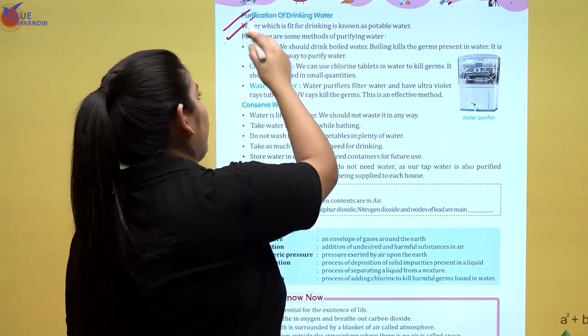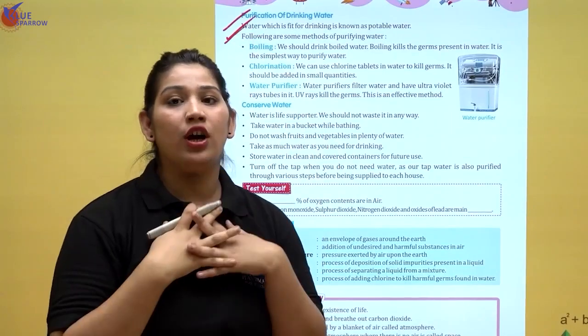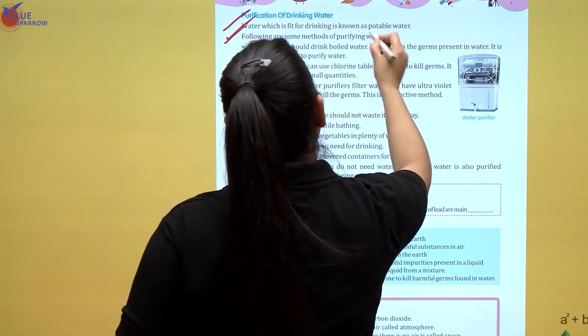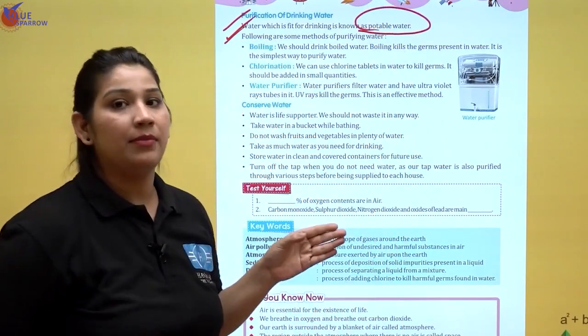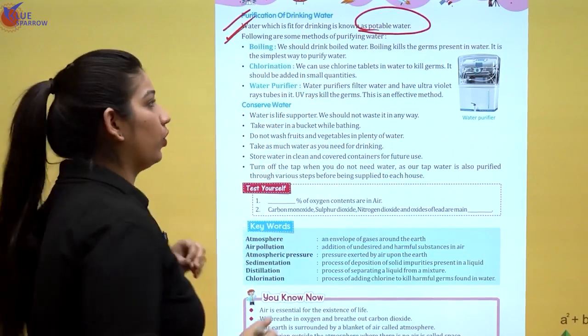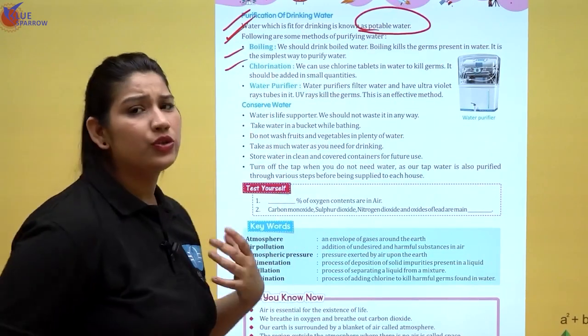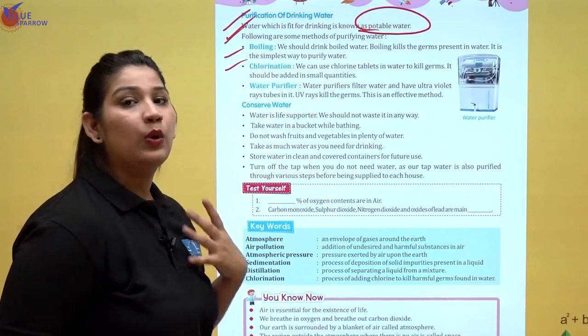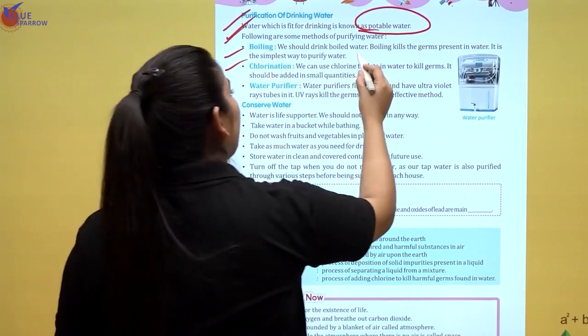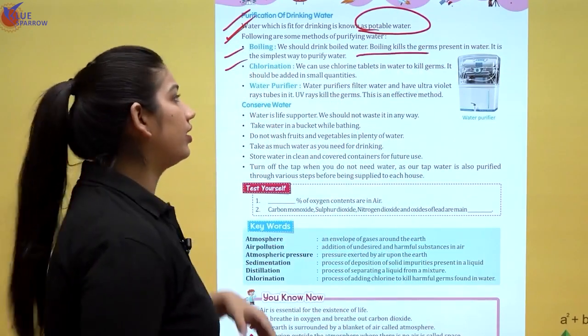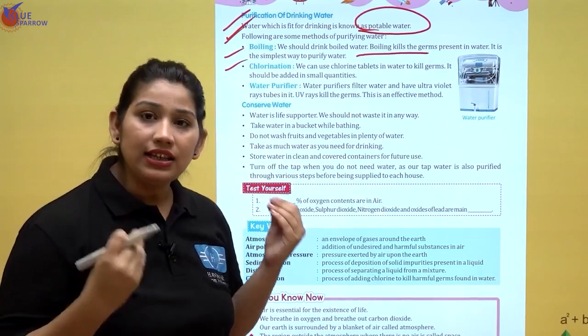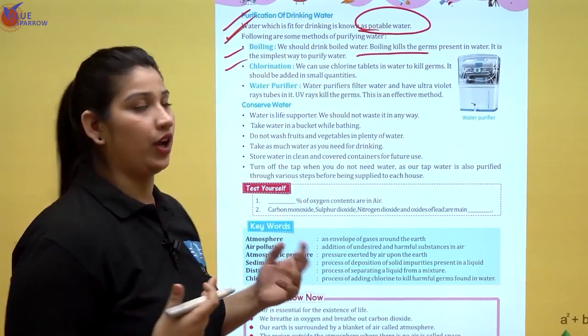Purification of drinking water. Water which is fit for our drinking is known as potable water. Here are some methods of purifying drinking water. First is boiling. We should drink boiled water. Boiling kills the germs present in water. It is the simplest and inexpensive method to purify water.